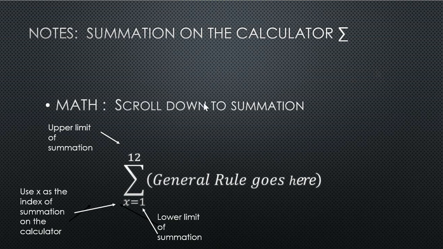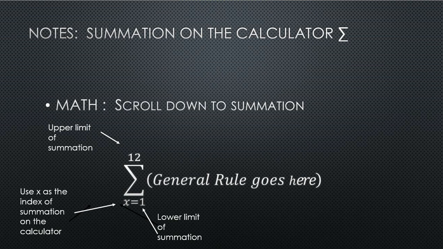It looks like this. If you go to your math button and then scroll down to where it says summation, what will pop up on the screen is something like this, and there'll be a blank spot where the variable is, a blank spot where the 1 is, and a blank spot where the 12, and there'll be a blank spot for the rule. And on the calculator, we want to make sure you use an X there. Use X as summation on the calculator.